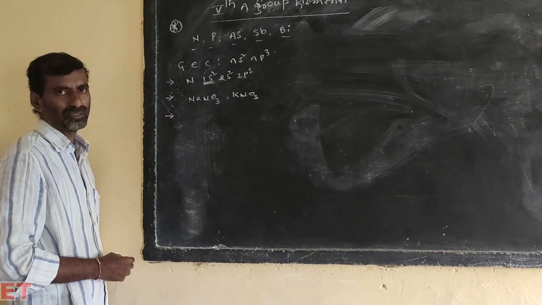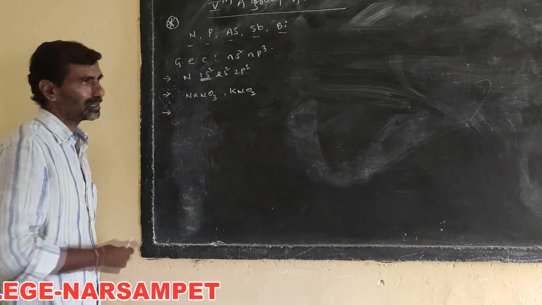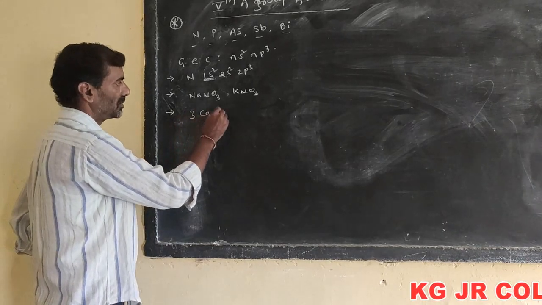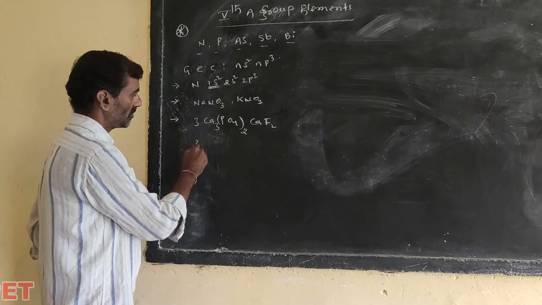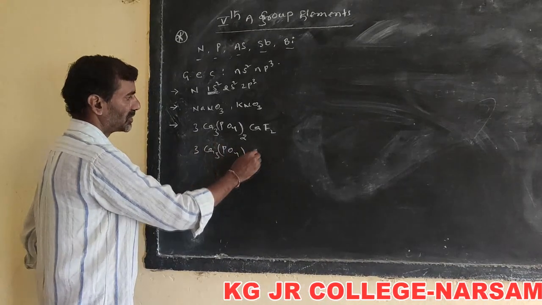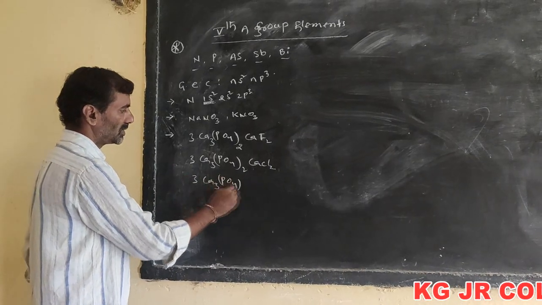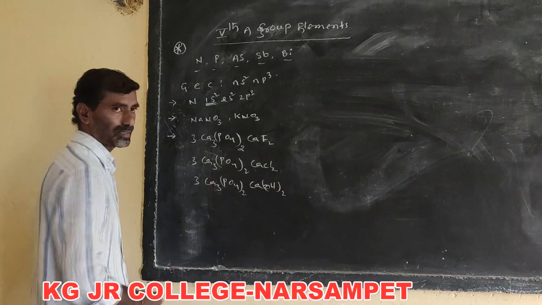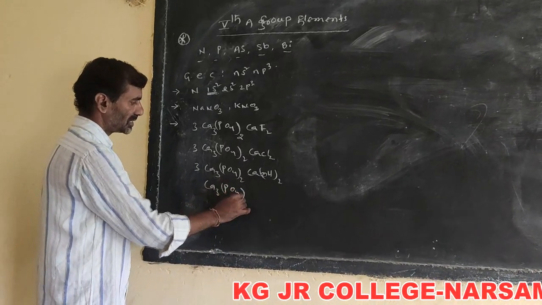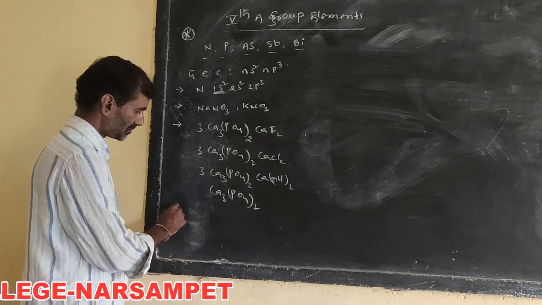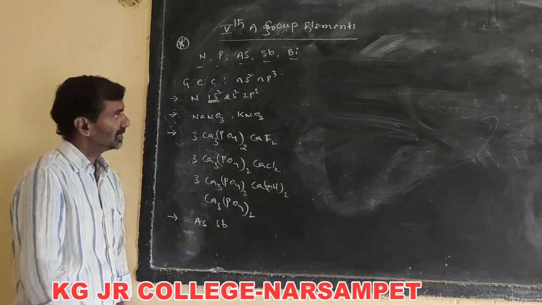Next, minerals of phosphorus. Phosphorus is the 11th most abundant element in the earth's crust. The minerals are: 3Ca3(PO4)2·CaF2, fluorapatite; 3Ca3(PO4)2·CaCl2, chlorapatite; 3Ca3(PO4)2·Ca(OH)2, hydroxyapatite; and Ca3(PO4)2, phosphorite rocks. Arsenic and antimony occur in sulfide minerals. This is about minerals.